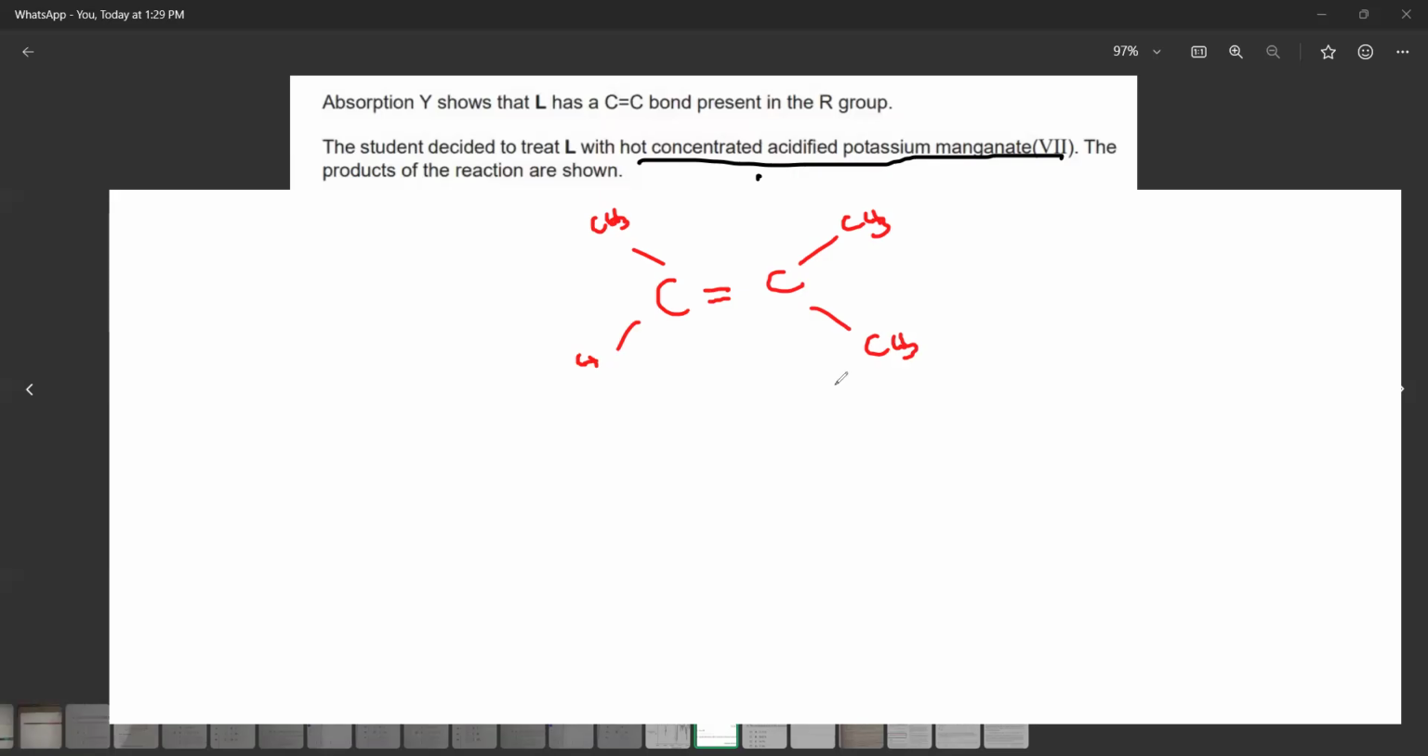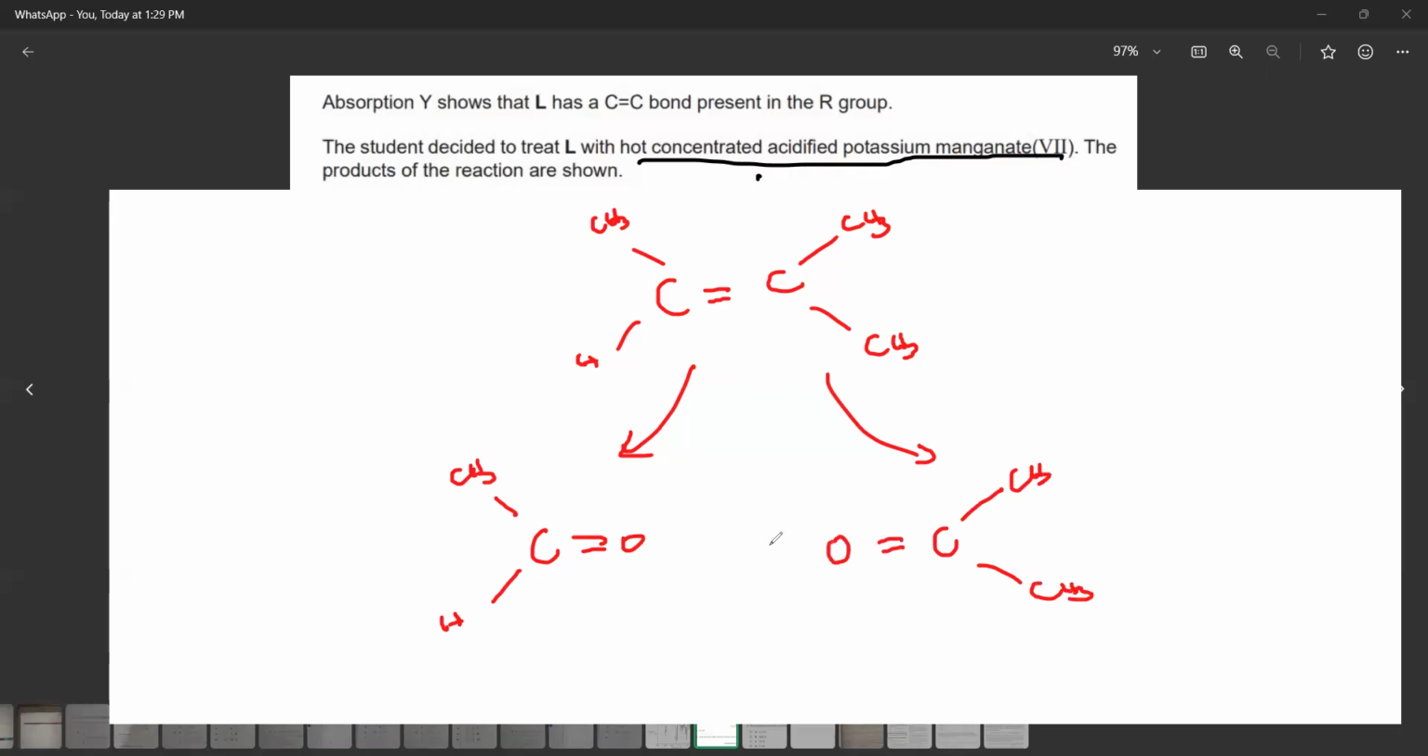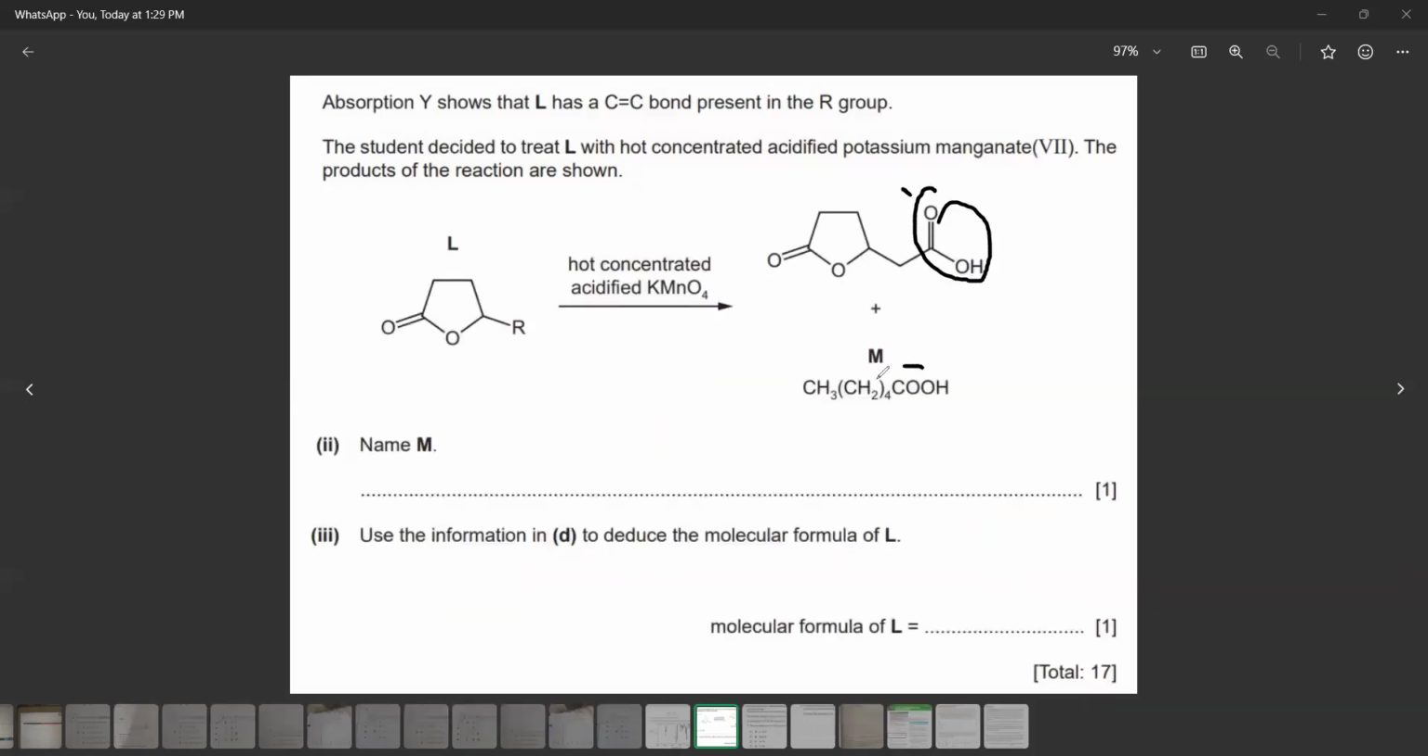This will break down into CH3, H is there, C double bonded with O. First, the oxygen will be attached, and it will turn into an aldehyde and a ketone. Then the aldehyde is further oxidized to a carboxylic acid. So this will become C double bonded with O and OH. First it is an aldehyde, then the aldehyde is further oxidized to a carboxylic acid. So in this compound, as you can see, the two products which are formed are both carboxylic acids.